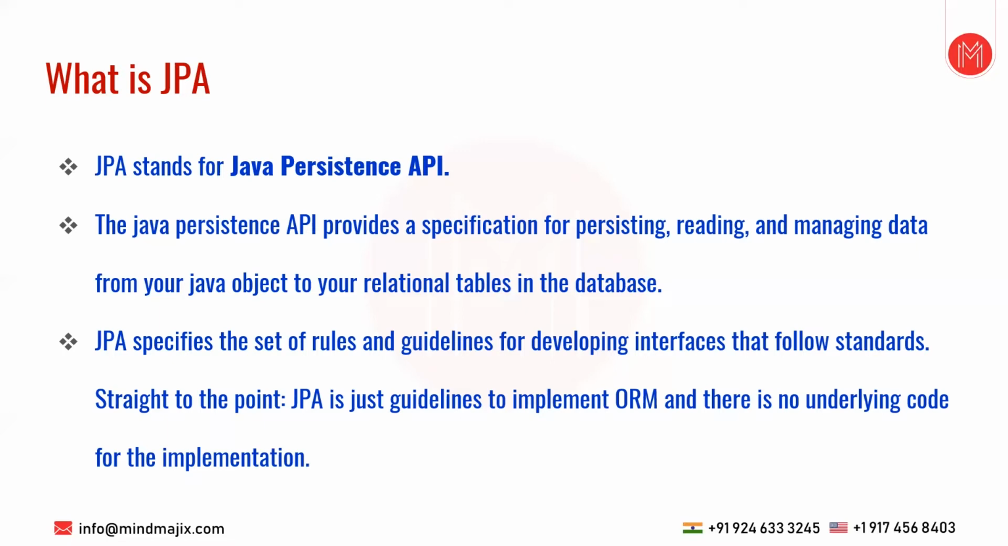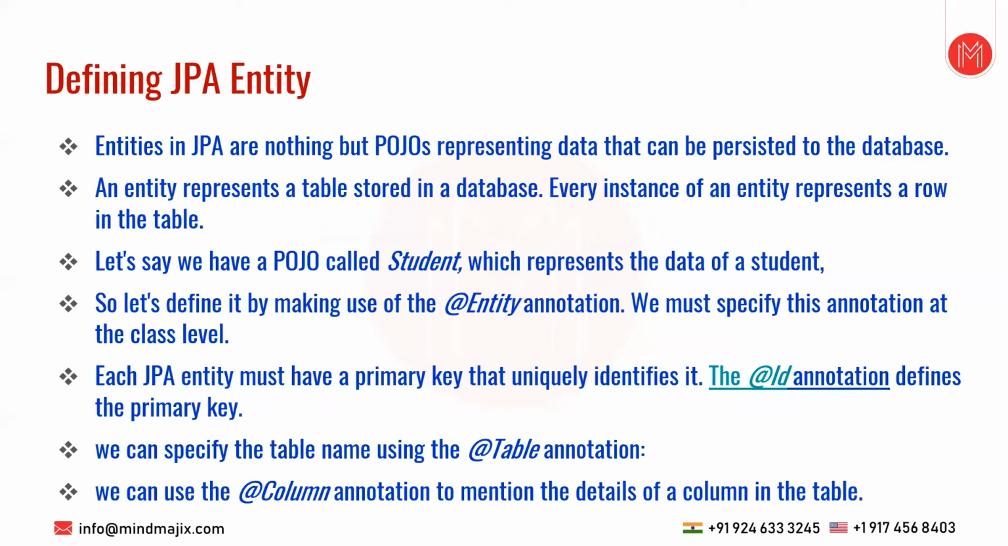So I meant to say how to define one simple entity using JPA. Very simple. If you want to define simple entities in JPA, those are nothing but simple POJO classes. These POJO classes are used to represent data that can be persisted into the database. An entity represents a table that is stored in a database. So every instance of an entity represents a row of the table.